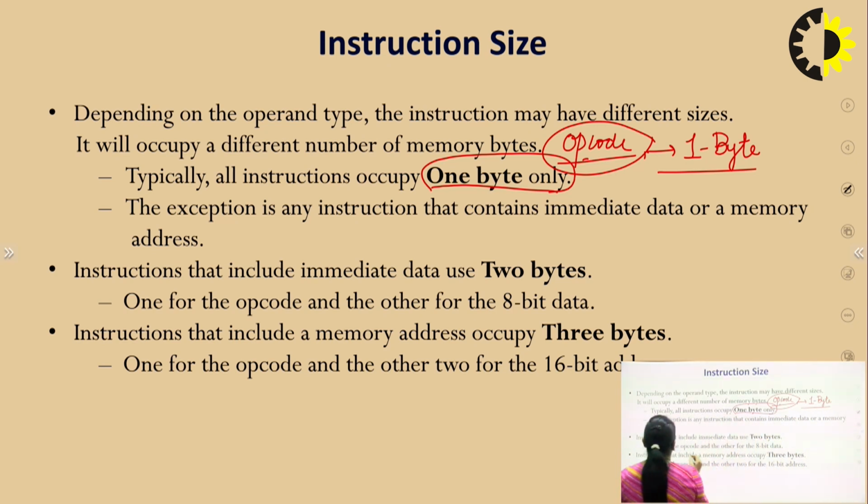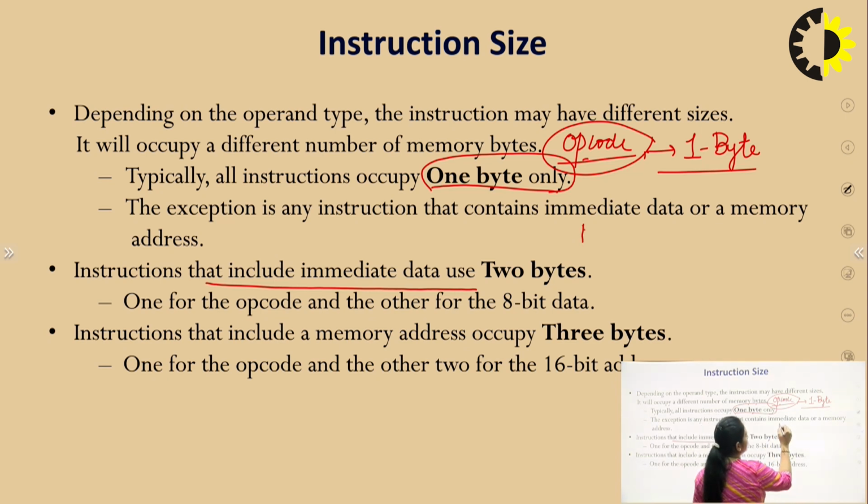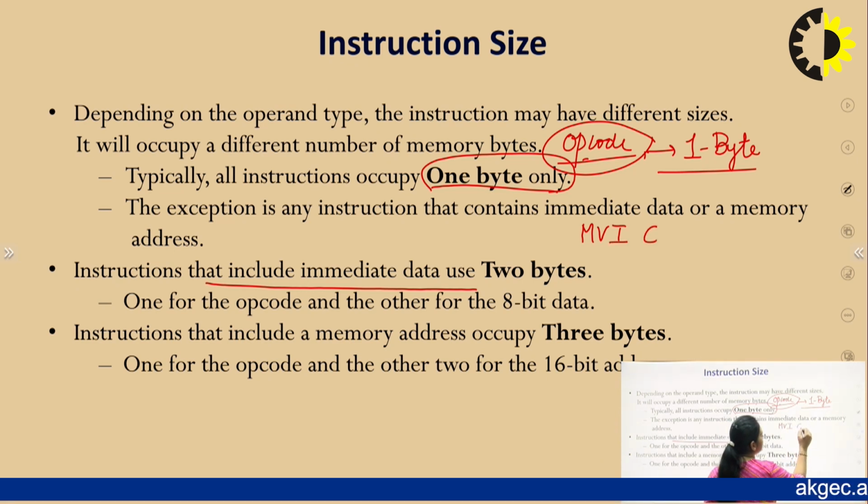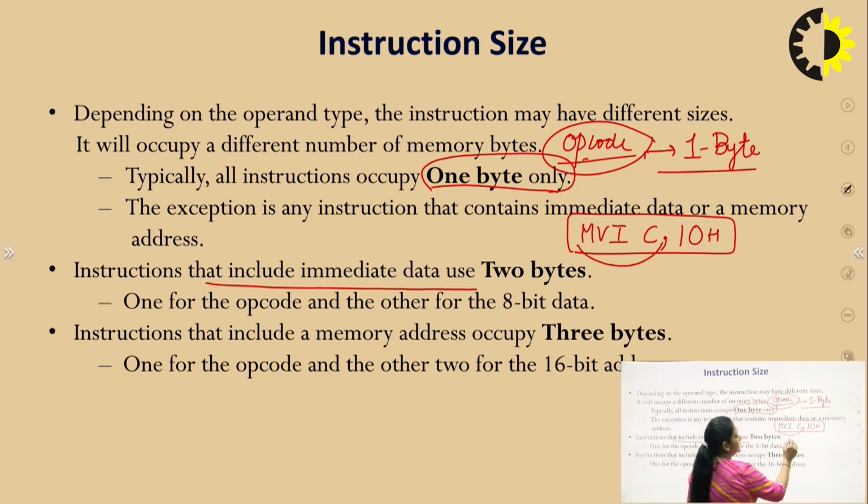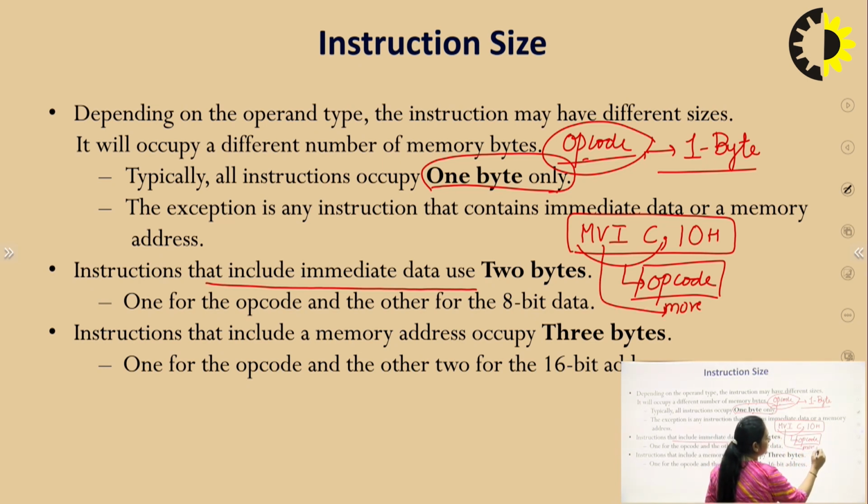Next, the instructions that include immediate data. What do we mean by immediate data? Suppose we have an instruction, MVI C, 10H. For this instruction, MVI will be the opcode. Opcode is our operation code. Through the operation code, the microprocessor gets to know which operation it has to perform. Here, MVI means move immediately.